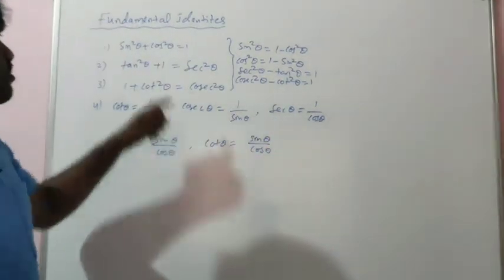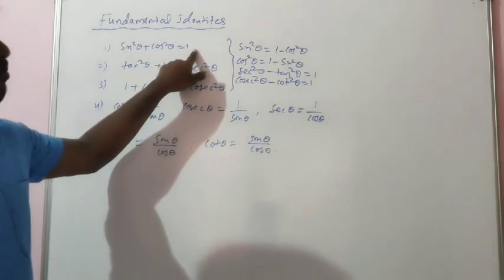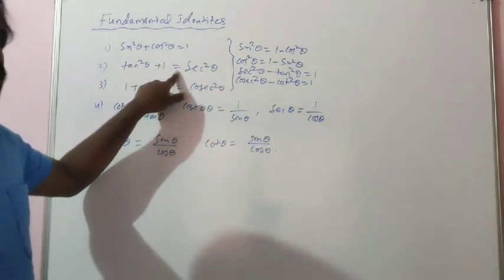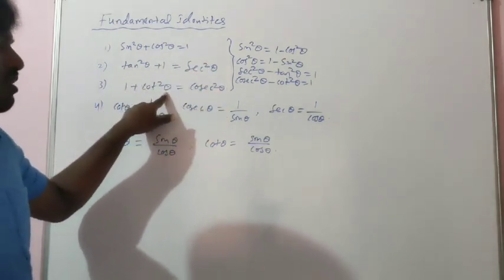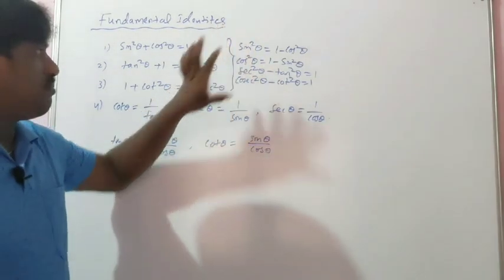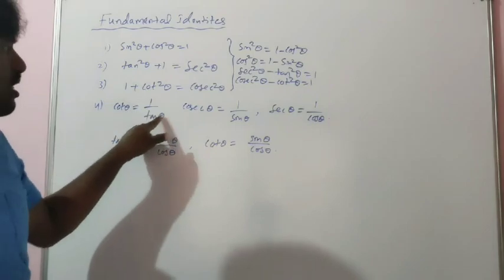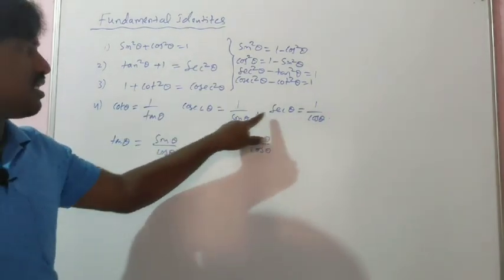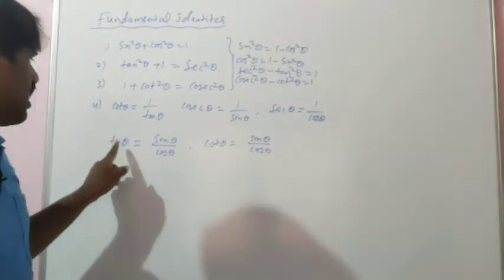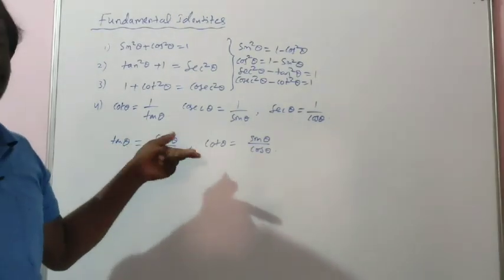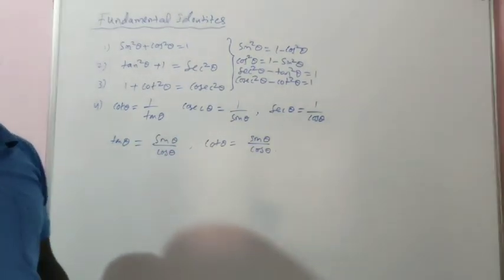That is, sine square theta plus cos square theta is equal to 1. Tan square theta plus 1 is equal to sec square theta. 1 plus cot square theta is equal to cosec square theta. These are the important identities, and these are the reciprocals. Cot theta is equal to 1 by tan theta. Cosec theta is equal to 1 by sin theta. Sec theta is equal to 1 by cos theta. Tan theta is equal to sin theta by cos theta. Cot theta is equal to cos theta by sin theta.